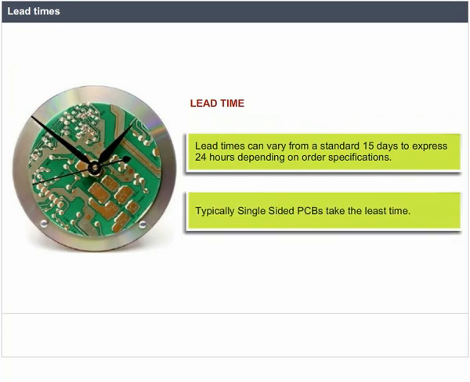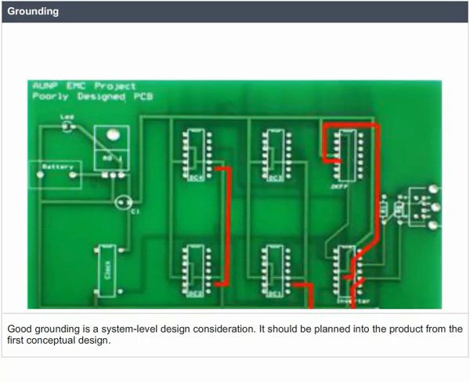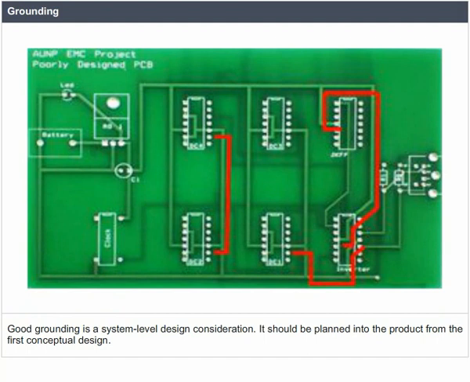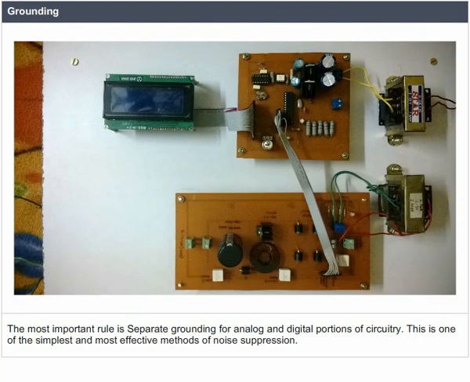Grounding. Good grounding is a system-level design consideration. It should be planned into the product from the first conceptual design. The most important rule is separate grounding for analog and digital portions of circuitry. This is one of the simplest and most effective methods of noise suppression.